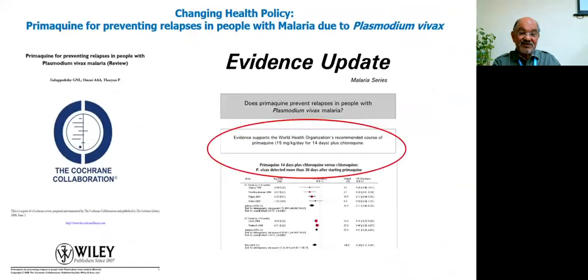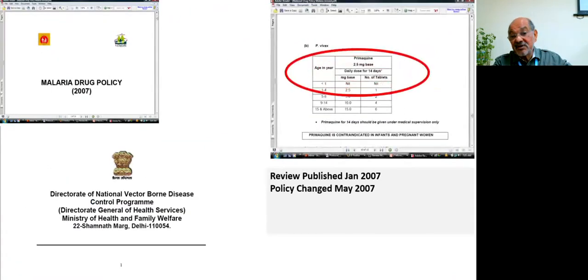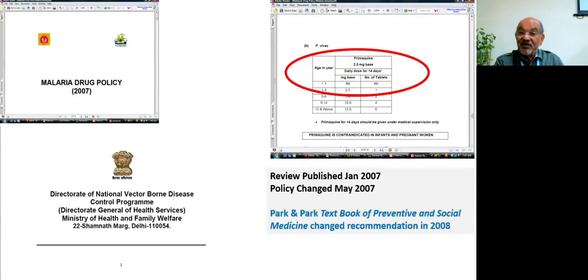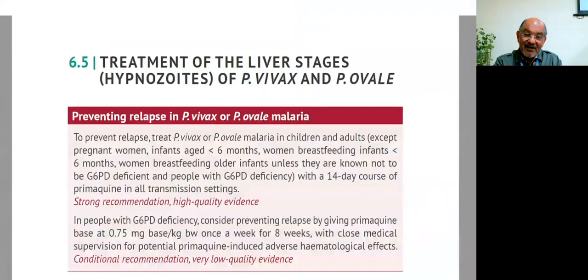Now, as far as India was concerned, we approached the ICMR and they helped us to disseminate the results of the review, and it changed our policy. Within a few months, the policy changed, and even the textbooks changed. But we didn't find any reference in the policy to the review. They only pointed to the WHO document. So we looked at the WHO document. And here it very clearly says, strong recommendation, high certainty evidence, 14 days primaquine.